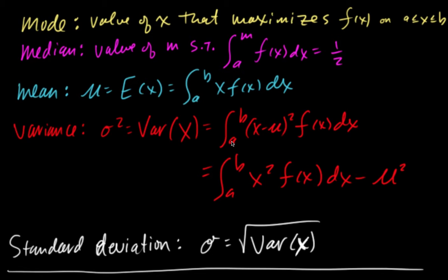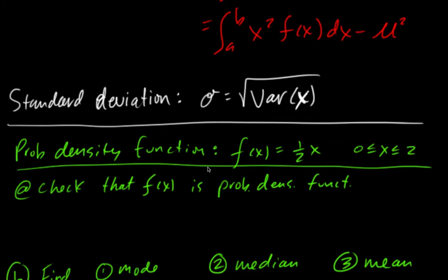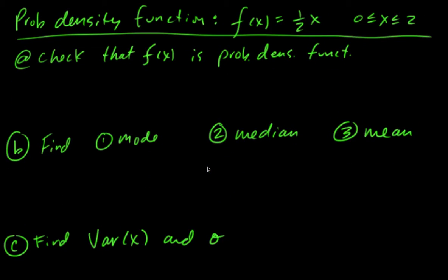The mean is just the integral from a to b of x times f of x. And the variance, you can see there's two different versions that we're going to be using. And then standard deviation, we just take the square root of the variance. All right, let's try an example that will hopefully make all this a little bit more clear.